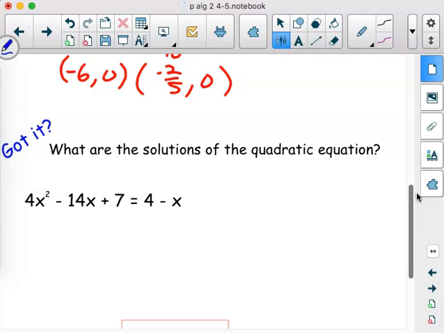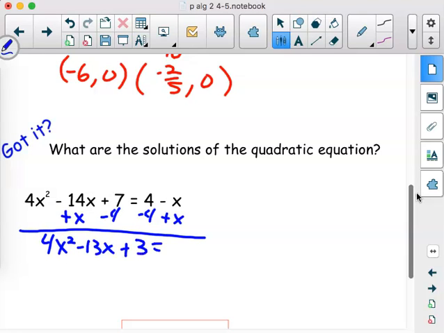Is that set to go? Should we just punch it right in? If not, what do I need to do? Move the 4 minus x to the other side. Sounds good. I like to keep my x squareds positive, so that'll keep that positive. So we have 4x squared minus 13x plus 3 equals 0.